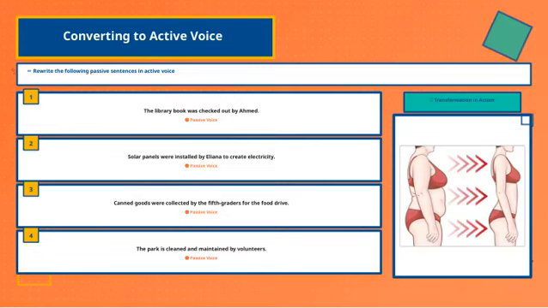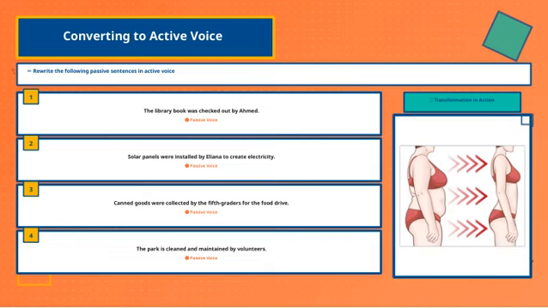Now, let's look at how we can transform passive sentences into active voice. This is a really useful skill because active voice makes our writing clearer and more engaging. For example, take the sentence, "The library book was checked out by Ahmed." In this passive form, the focus is on the book and the action happening to it. But when we switch to active voice, it becomes, "Ahmed checked out the library book." This way, the subject, Ahmed, is doing the action directly, which makes the sentence more direct and lively.